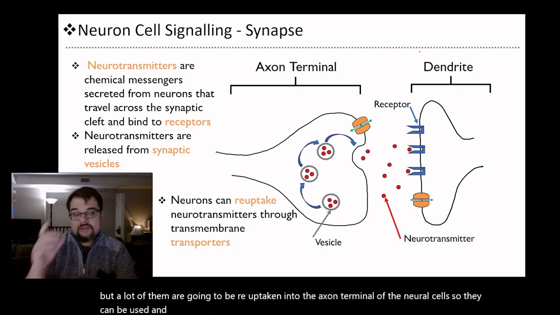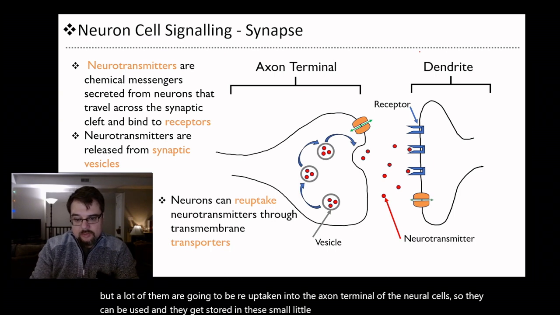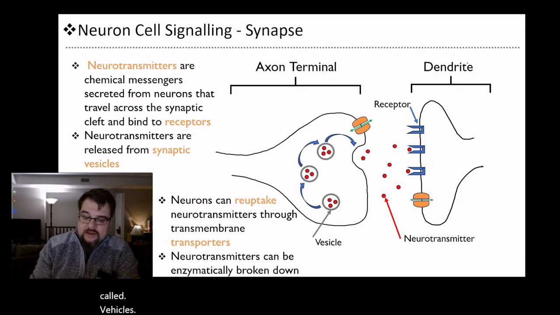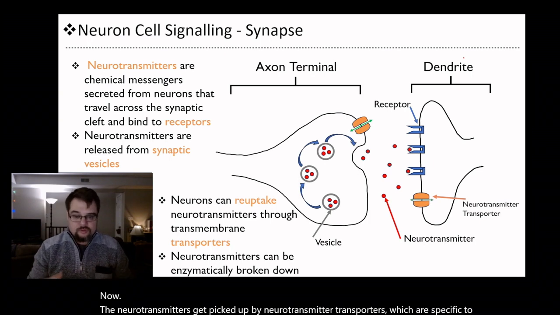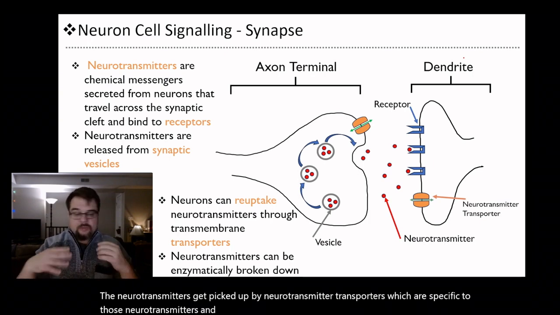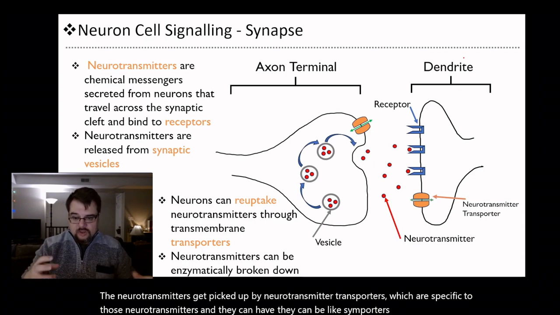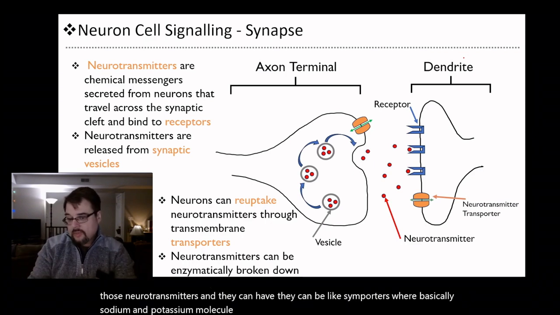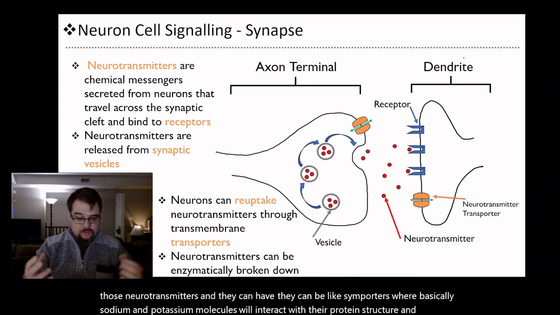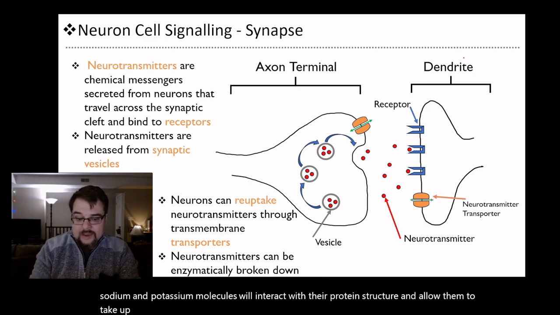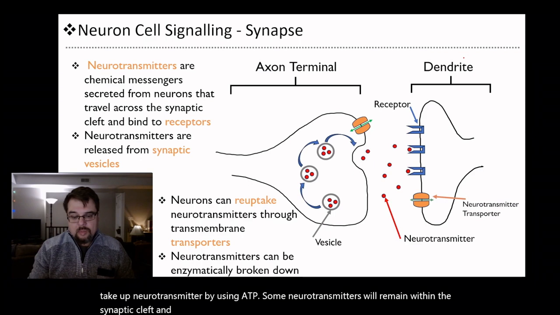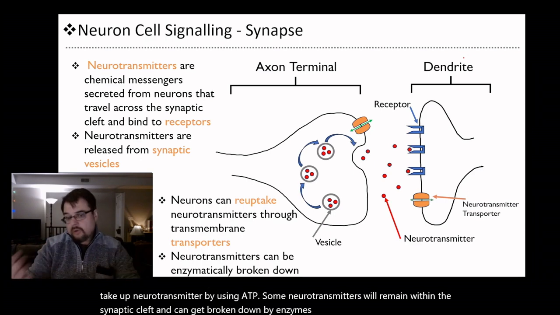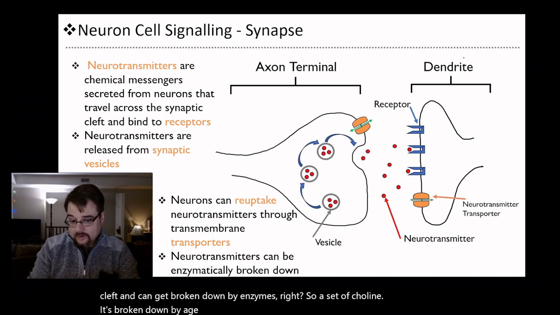They get stored in small containers within the axon terminal called vesicles. The neurotransmitters get picked up by neurotransmitter transporters, which are specific to those neurotransmitters. They can be symporters, where sodium and potassium ions interact with their protein structure and allow them to take up neurotransmitter by using ATP. Some neurotransmitters will remain within the synaptic cleft and can get broken down by enzymes. For example, acetylcholine gets broken down by acetylcholinesterase.